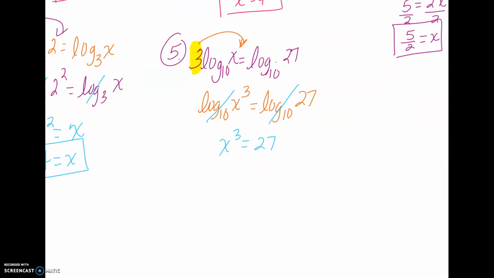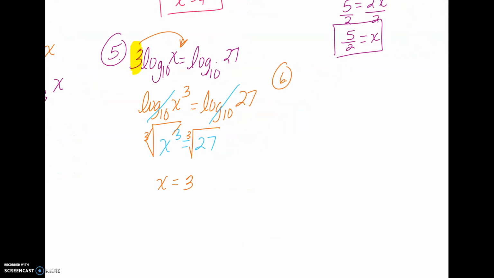Well, I have to solve for x. And when I solve for x and it's cubed, to undo something cubed, I take the cube root. And when I take the cube root, it takes that off and makes x equals, is 27 a perfect cube? Yes, it is. It's 3.